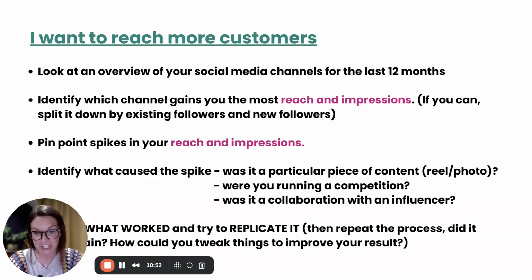So was it a particular piece of content that you shared? Were you running a competition? Was it a collaboration with an influencer? And you can have a look at what's caused those spikes in the metrics that you're wanting to analyze. And essentially, you're trying to identify what has worked and replicate it, and then basically repeat the process. So have a look back through your analytics once you've tried it for a couple of months. Did it work? How can you tweak things to improve your results?